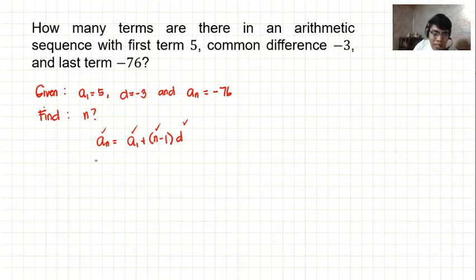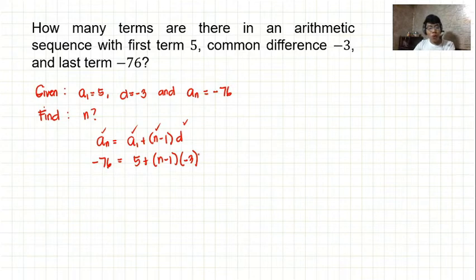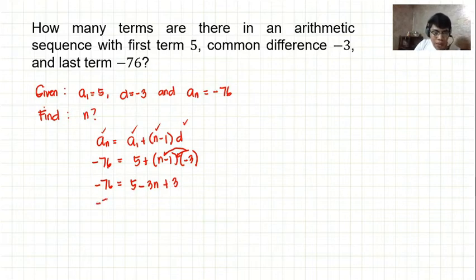So, A sub N is negative 76. A sub 1 is 5. Then, we have N minus 1. Then, D is negative 3. Then, we solve for N and we will just manipulate all the given values here or perform all the operations involved. So we have negative 76 equal to 5. Distribute natin yung negative 3 sa n and negative 1. So you have negative 3n and positive 3. So 5 plus 3, you have 8. So we have negative 76 equal to 8 minus 3n.